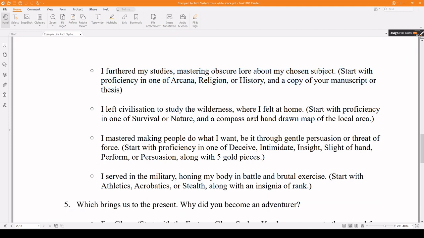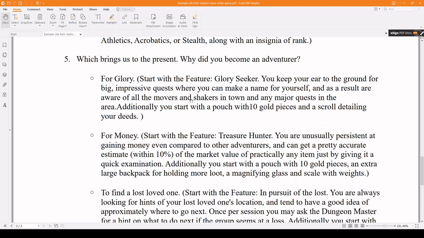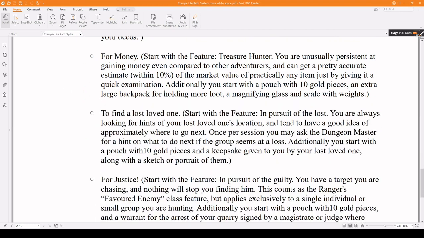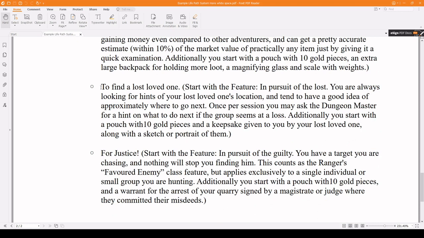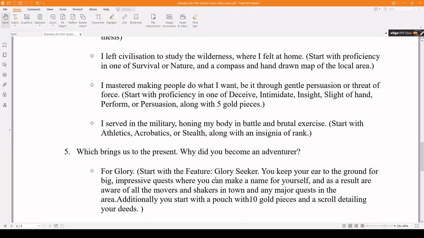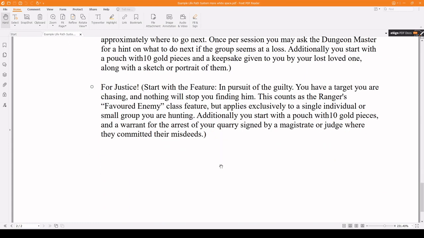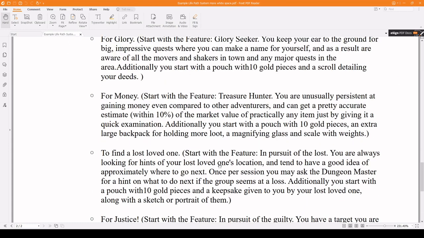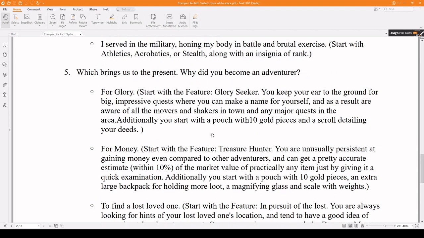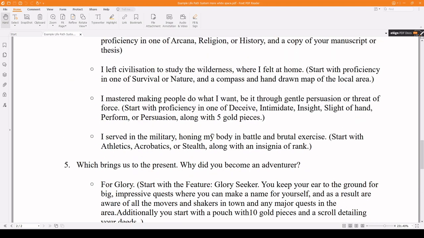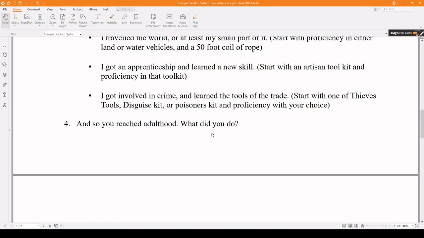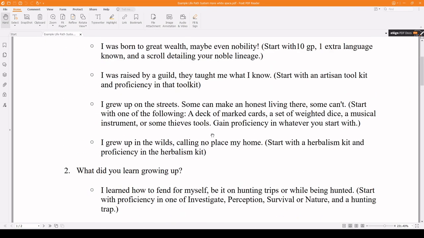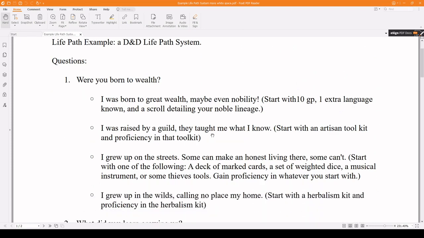Now, as to why we started adventuring, the someone we met who convinced us to turn our life around, they were kidnapped. So our reason for adventuring is to find our lost loved one. Our net result is that our background gives us insight and history as skills, the cards game, and the disguise kit proficiency. Our starting gear is a pouch with 10 gold pieces, a keepsake from our lost loved one, a sketch of them, a copy of our thesis, a small pouch of knickknacks taken from those we've scammed, a disguise kit, and a deck of marked cards.